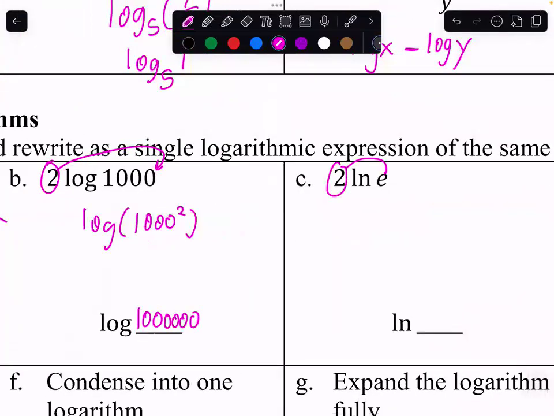Over here, again, you just make the coefficient turn into an exponent. So this time we can't really simplify, right? Because e to the 2nd power, if you type that into your calculator, you don't get a nice number. It's an irrational number that goes on forever without repeating. So you just leave it as e to the power of 2.